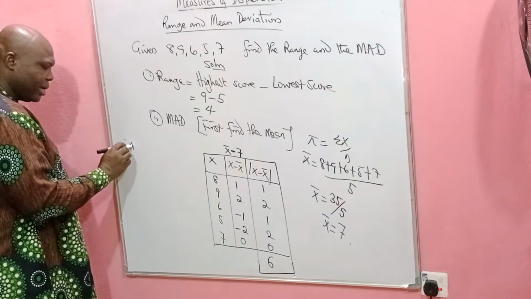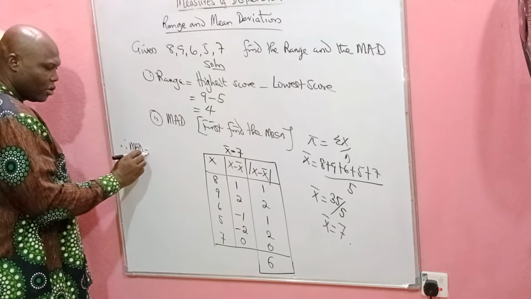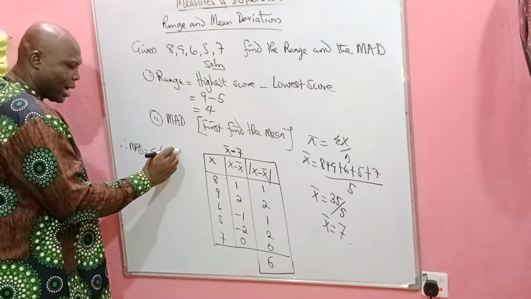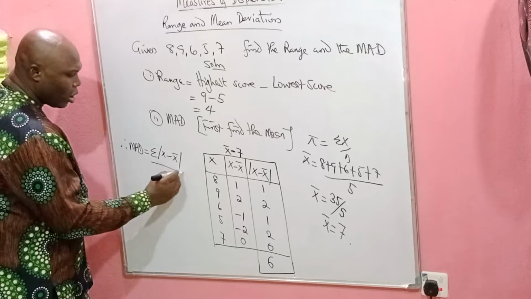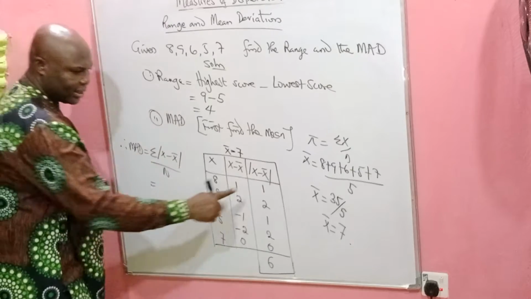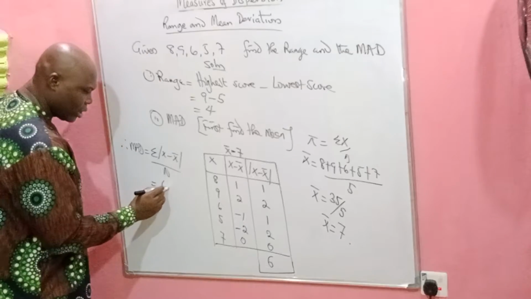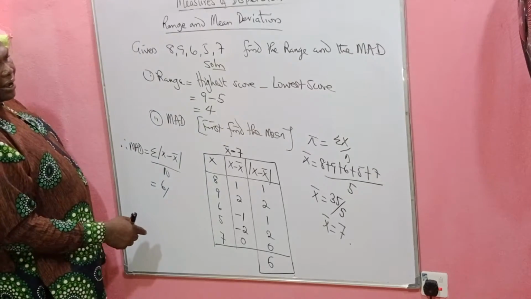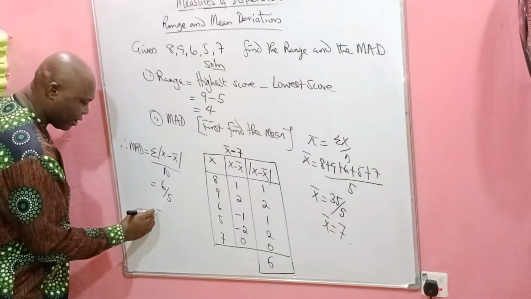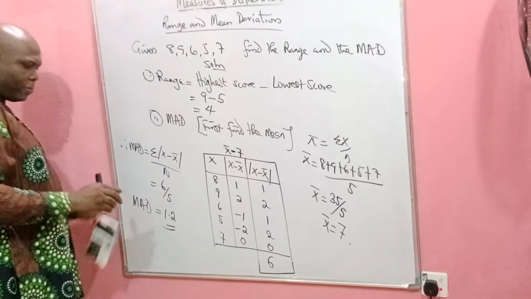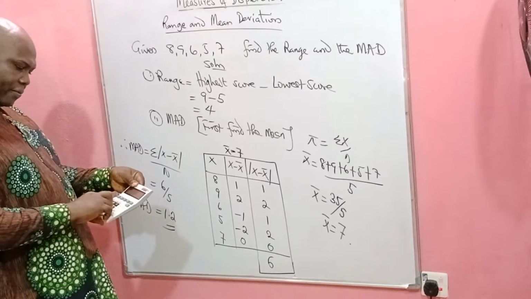Therefore, the mean absolute deviation, which is the sum of the absolute value of x minus x bar over n, will be equal to the sum of this divided by n. N, how many data do we have? 5. So 6 all over 5 will give us the mean absolute deviation of 1.2.